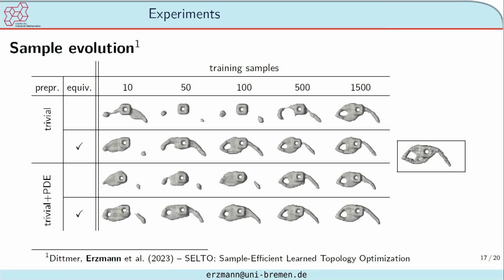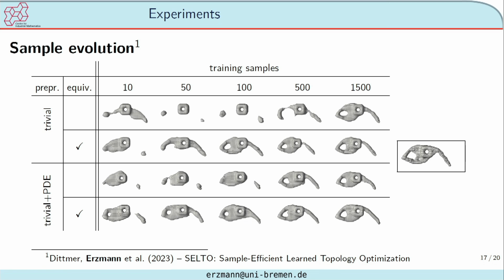And this is just one of the plots that I show in this paper, where the message of this plot is that if you include physical information in your deep learning pipeline, you need fewer training samples. So you can see here the different types of preprocessing that I use. This is the trivial preprocessing, and this is trivial plus the PDE preprocessing. So we add some physical information. And then I have without and with equivariance.